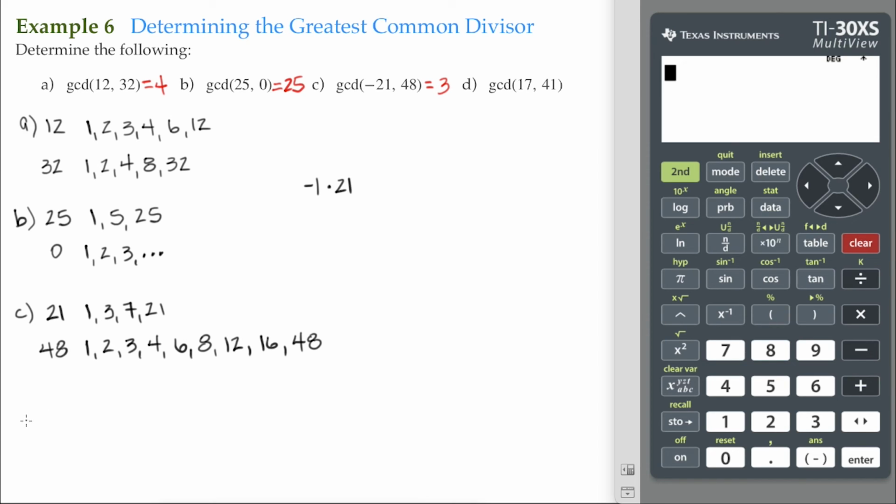And finally for D, for 17, now 17 is a prime number. So the only divisors of 17 are 1 and 17. And 41 is also a prime number. So its divisors are 1 and 41. So the greatest common divisor for D, that's going to be 1. So that's equal to 1. And there we have it.